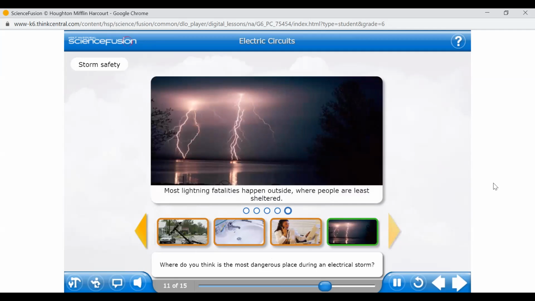Where do you think is the most dangerous place during an electrical storm? If you said outside, you're right. Avoid open fields, trees, and bodies of water. If you find yourself outside during an electrical storm, look for an enclosed shelter or vehicle and take cover there. Always try to get inside before an electrical storm starts.